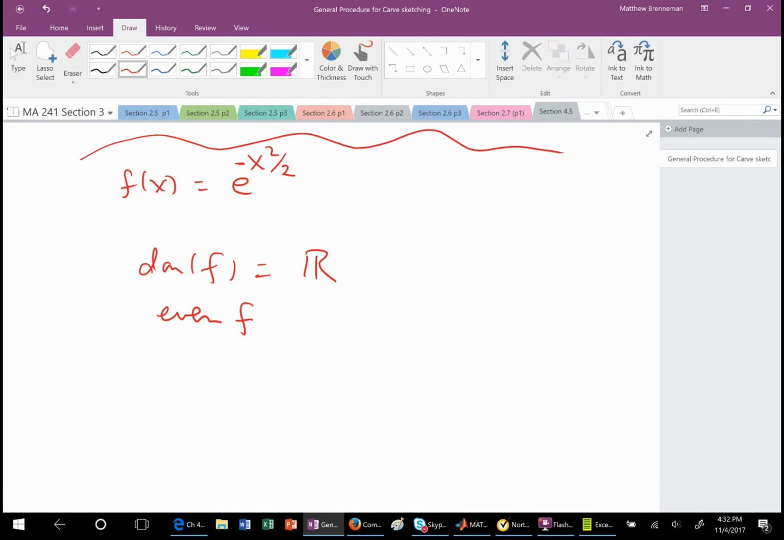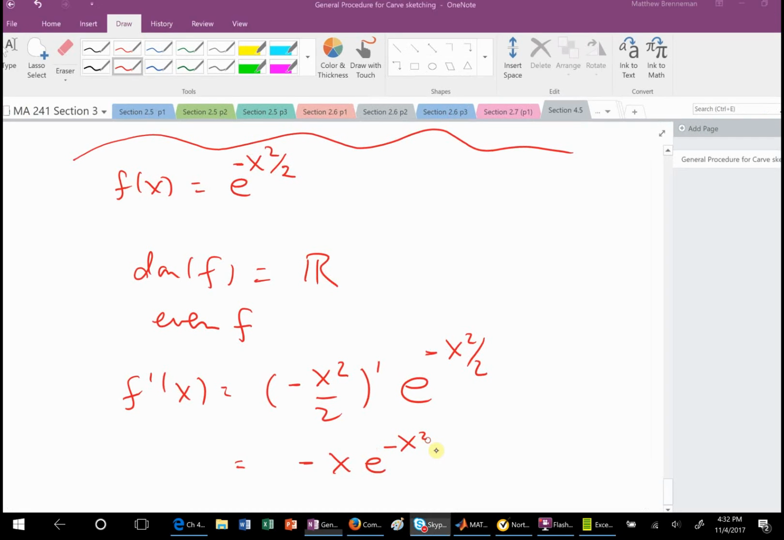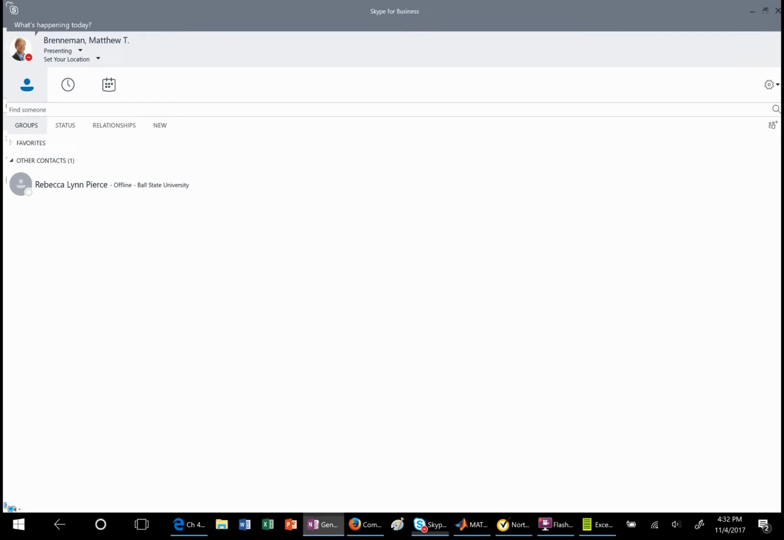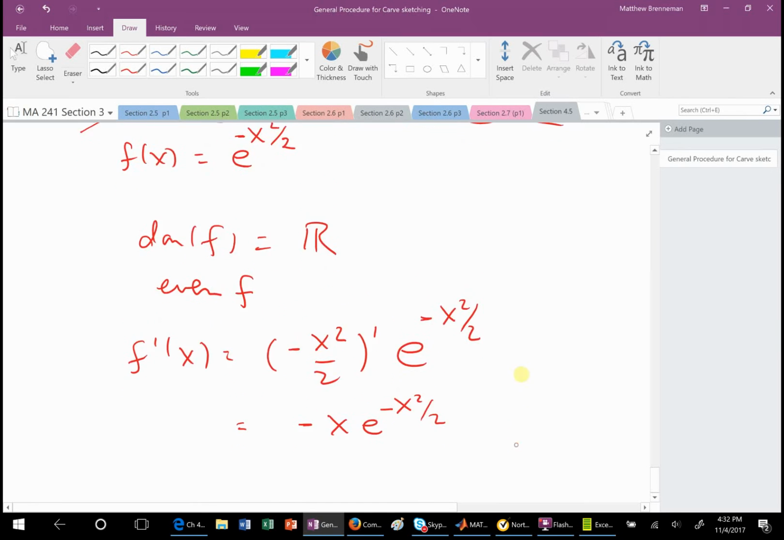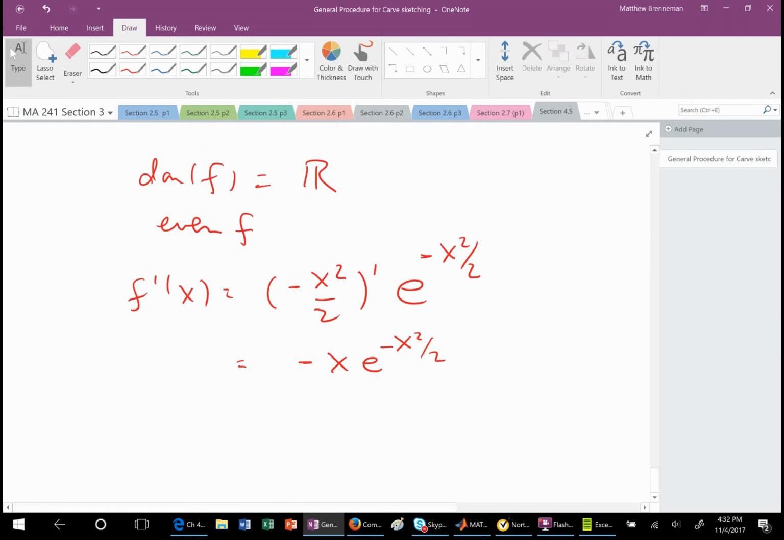Okay, now let's take the derivative, right? So f prime of x. How do I do this? Chain rule, right? So it's the derivative of the outside times the derivative of the inside. So the derivative of e to the x is e to the x, right? Then I take the derivative of that. So I'm just going to get minus x e to the minus x squared over 2. Okay. So now I only have one critical number, right? Which is at x equal to 0. So x equal to 0 is a critical number.